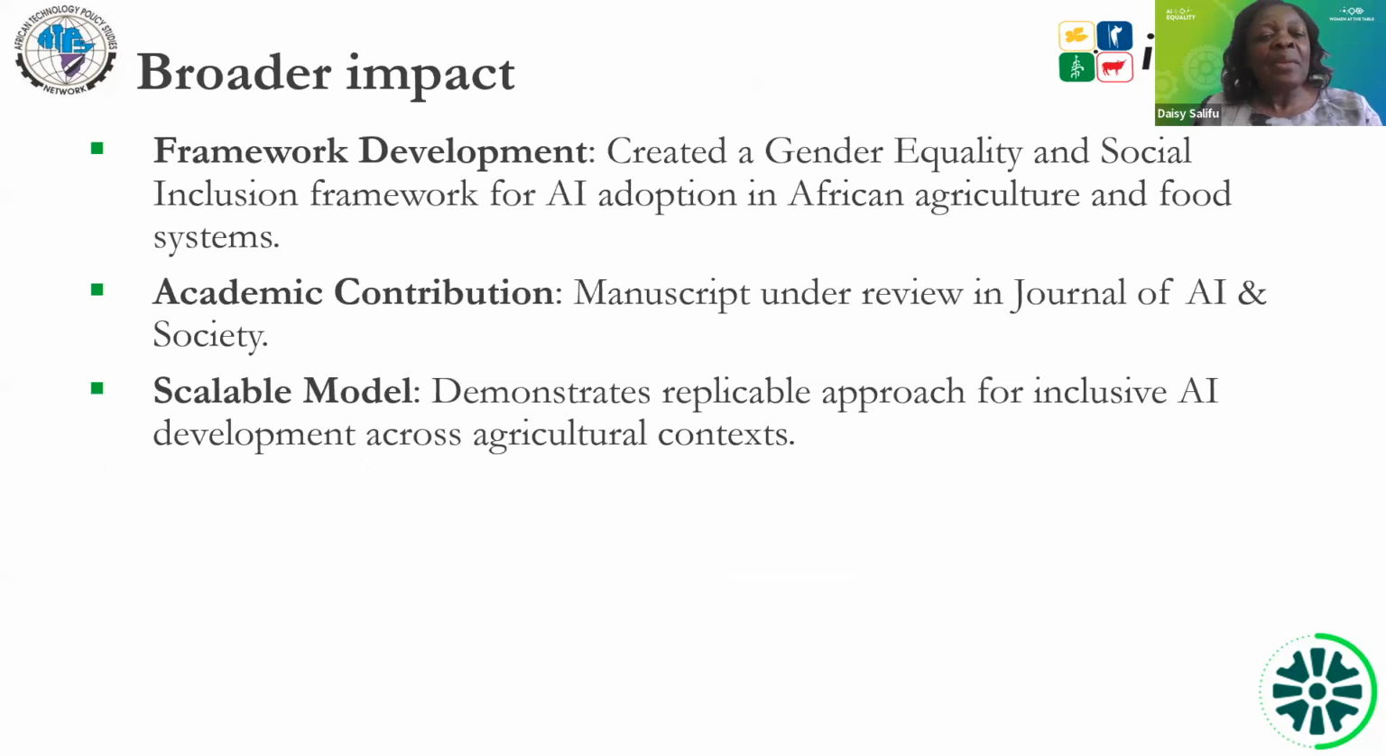And broadly then, we were able to develop a gender equality and social inclusion framework for AI adoption in African agriculture and food systems. And this framework development ended up being publicized into a manuscript that is under review in the Journal of AI and Society. And of course, we look at this model. This model is scalable. So one can replicate this approach across agricultural contexts.